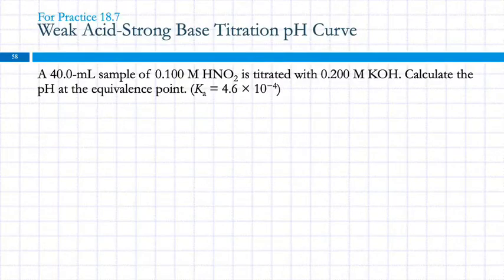So we should be able to do calculations like this. A 40 mL sample of 0.1 molar nitrous acid is titrated with 0.2 molar KOH. Calculate the pH at the equivalence point. And we're given Ka for that acid is 4.6 times 10 to the minus 4.